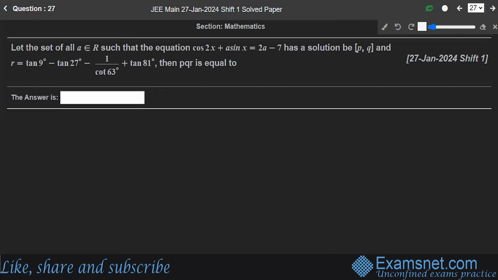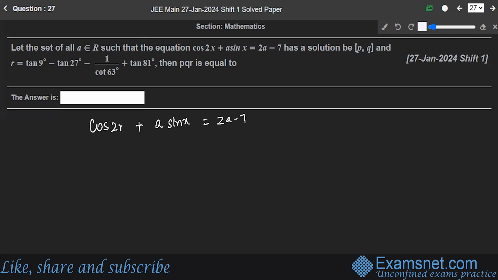Question number 27. Let the set of all a belonging to real numbers such that the equation cos 2x plus a sine x is equal to 2a minus 7 has a solution be p, q, r, and is given by this equation. You have to find out the value of p, q, r. So let's start with the given equation: cos 2x plus a sine x is equal to 2a minus 7.